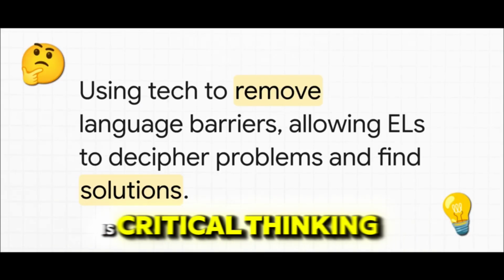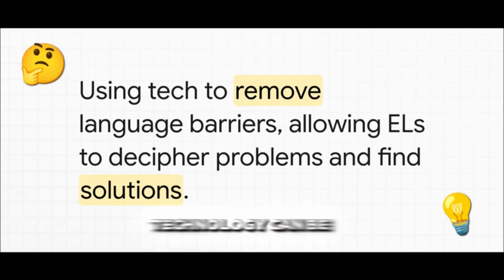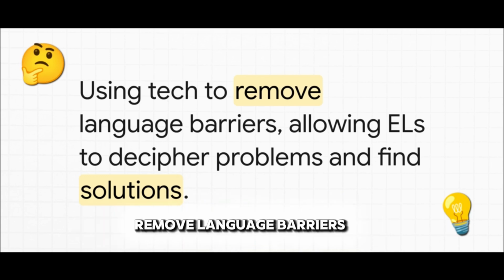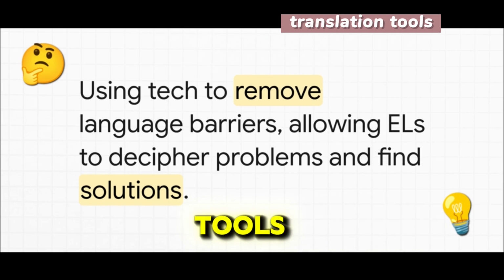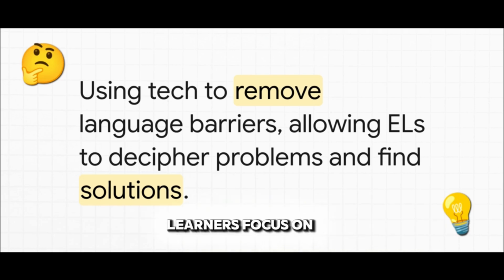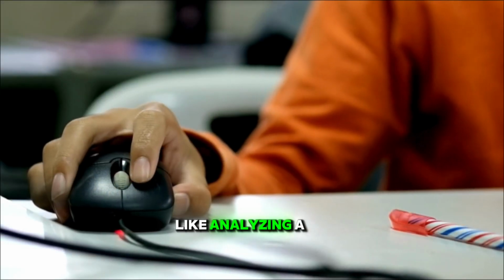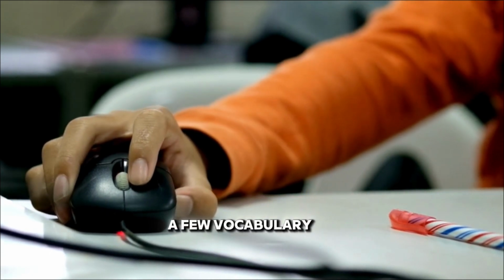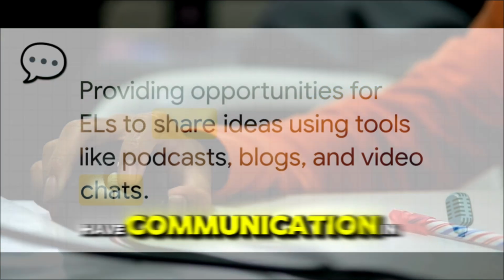The first C is critical thinking. And technology can be a huge equalizer here. Think about it. It can help remove language barriers, maybe through translation tools, which then lets our English learners focus on the really important stuff, like analyzing a problem and figuring out a solution, instead of getting tripped up by a few vocabulary words. Next up, we have communication.